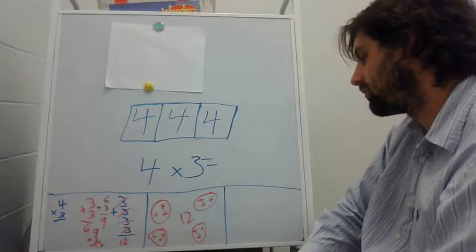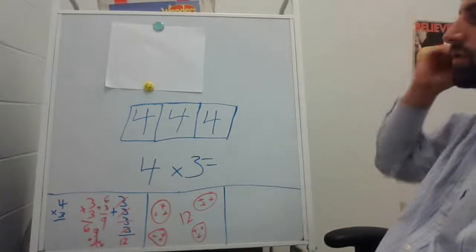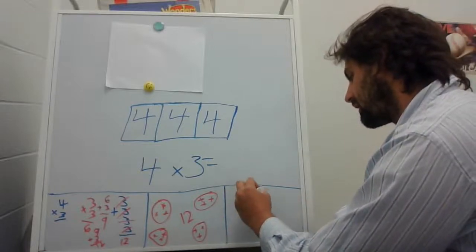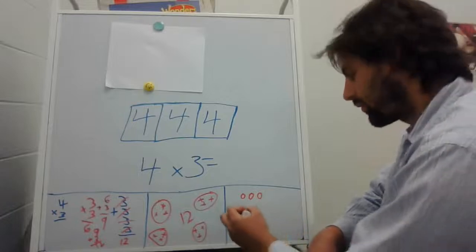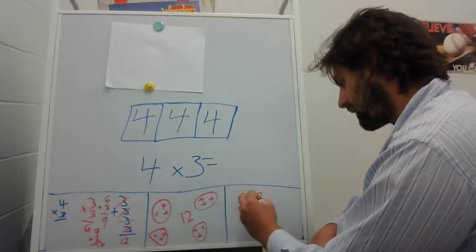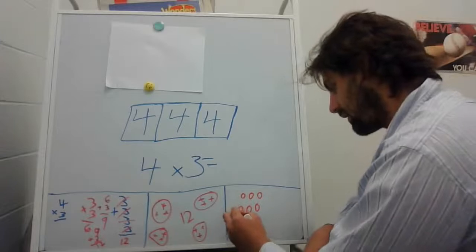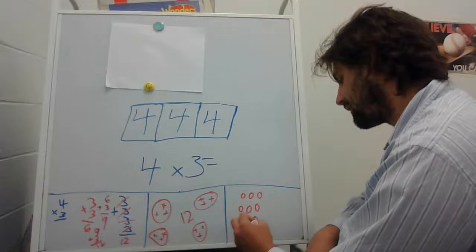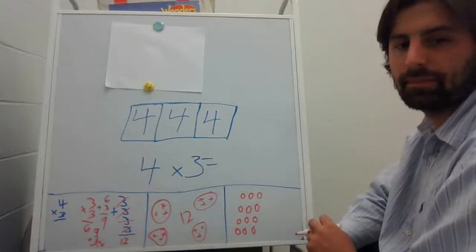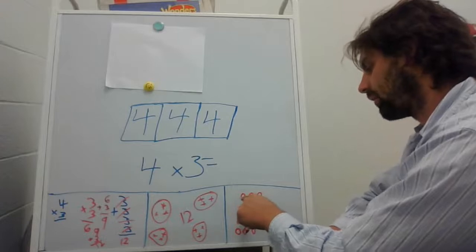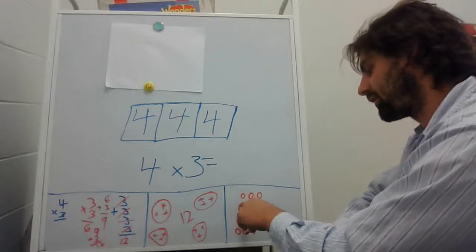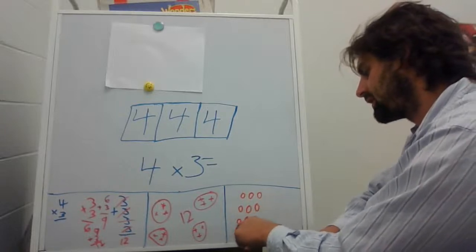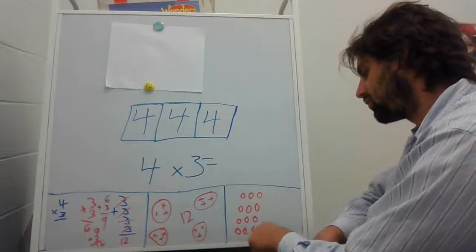A third strategy you can use is you can just draw, you can use X's, you can use circles, you put it in rows. So you can draw 4 rows of 3. So that's 1 row of 3. That's 2 rows of 3. That's 3 rows of 3. And that is 4 rows of 3. And then you count the total number of circles. There's 4 rows of 3 circles, but we got to find the total number of circles to get our answer. 1, 2, 3, 4, 5, 6, 7, 8, 9, 10, 11, 12.